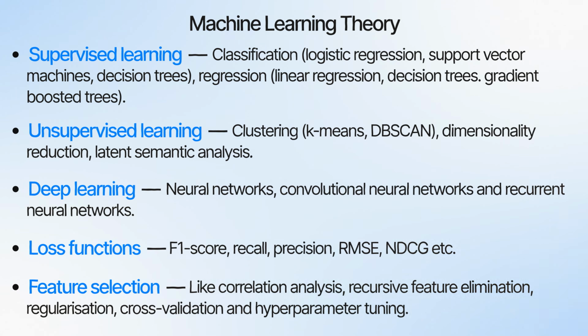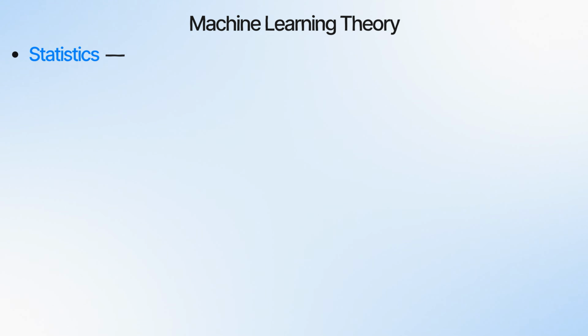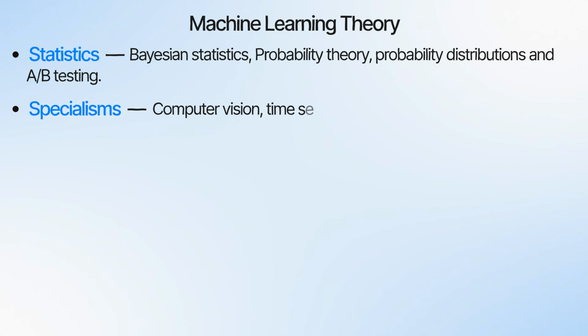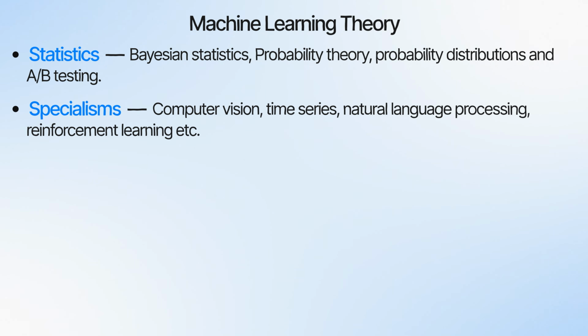and hyperparameter tuning. You also need to know statistics, things like Bayesian statistics, probability theory, probability distributions, and also A/B testing very well. And finally, you'll probably have a specialism, whether that's computer vision, time series forecasting, natural language, reinforcement learning, just a few things.